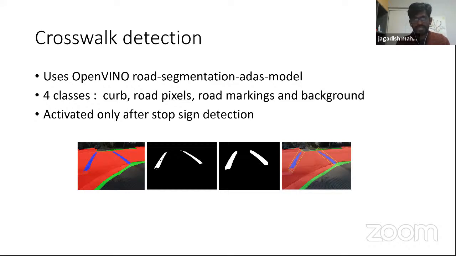And the crosswalk detection is enabled only based on detection of a stop sign. This is done because crosswalk detection might take more computational power. So we want to utilize computation power for running many other perception models in real time. So this is a feature that is activated only upon detection of a stop sign.